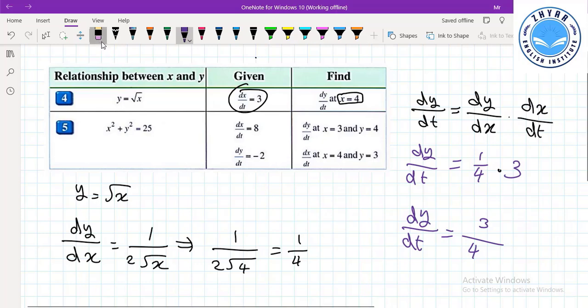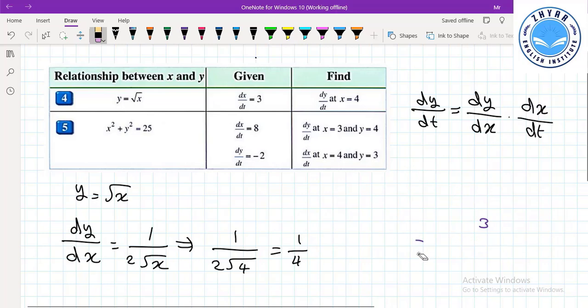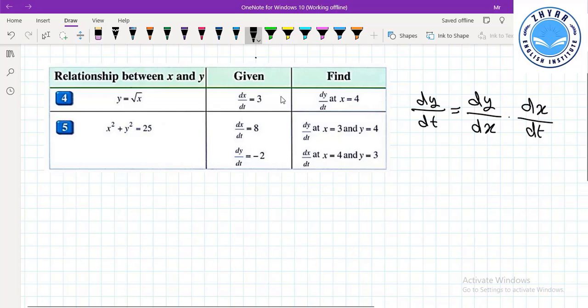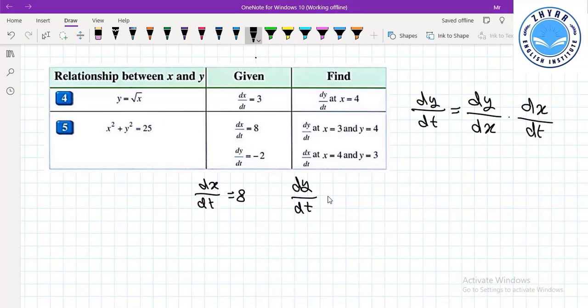Let's do question 5. We'll use the same chain rule, always. You tell me where to start. Let's make the answer clear. What's clearly given is dx dt equal to 8. dy dt is missing. That means we have to find dy dx.